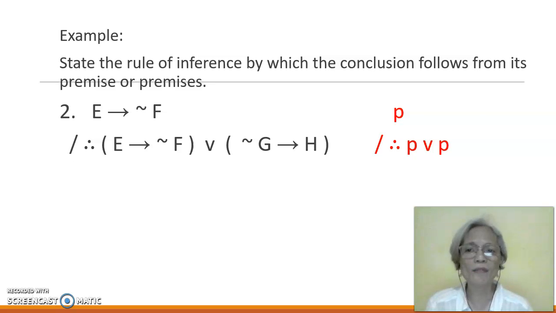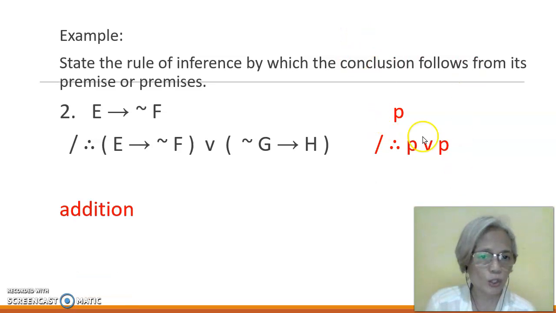Next, we have E implies not F, and therefore we have E implies not F or not G implies H. This example takes the pattern P, where P is E implies not F, and then we have P or this expression, G implies H, which takes Q. So we have P or Q, which is actually addition.